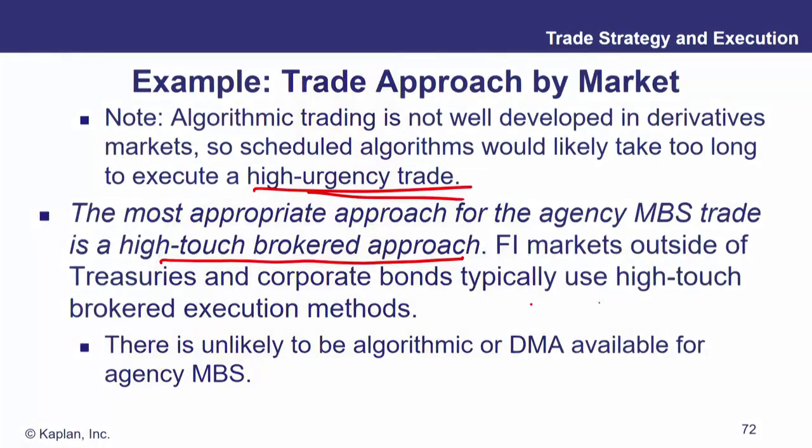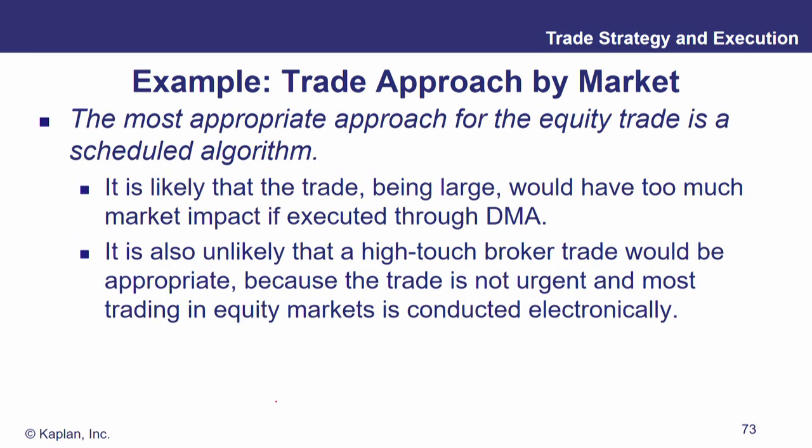We talked about this already. Unless it's an on-the-run security, there's not going to be a lot of transparency. So fixed income markets outside of treasuries and corporate bonds are typically going to use this high-touch brokered execution method. There is unlikely to be algorithmic or DMA available for agency mortgage-backed securities.